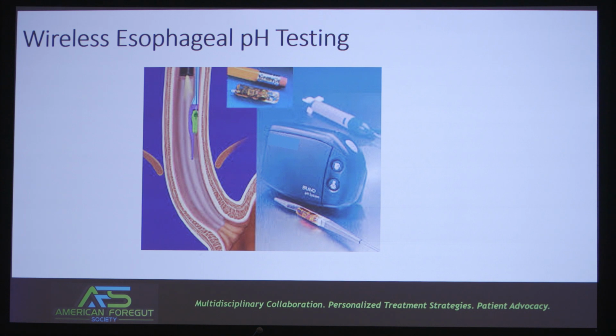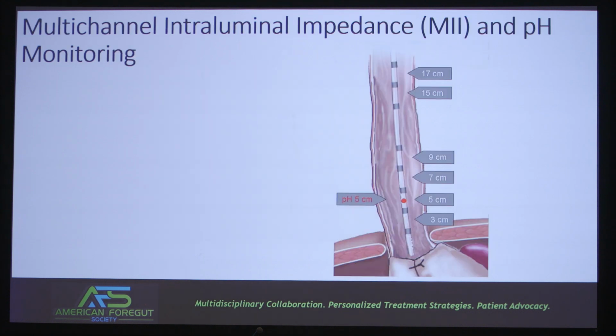Now, let's move on to the real tests, which we usually don't do much. I'm going to try to make a case that we should be doing more of this physiological testing. So this is the wireless pH testing, very commonly done in the US, not so much outside the US because of the cost. You can do prolonged pH testing. It's more physiological, and ideally should be done off PPI medications.